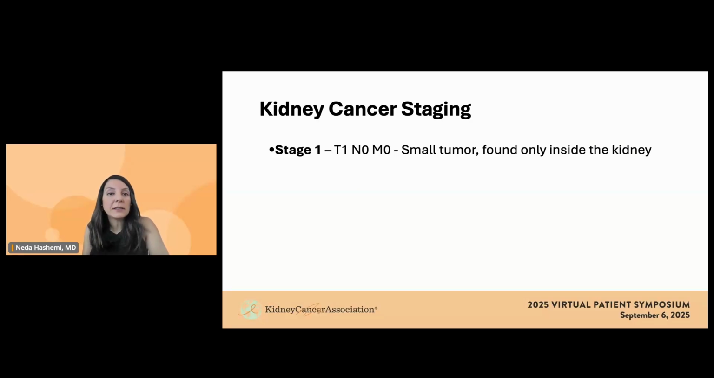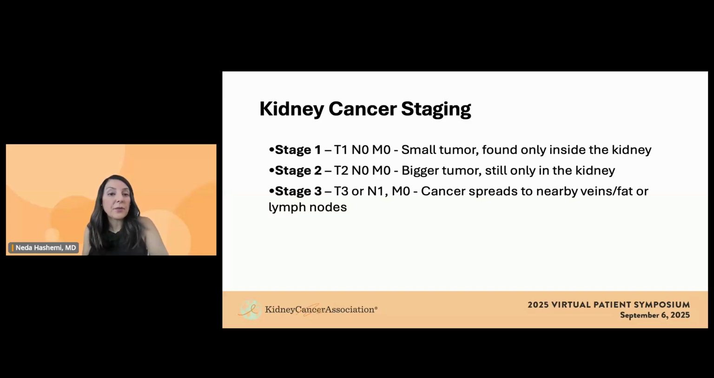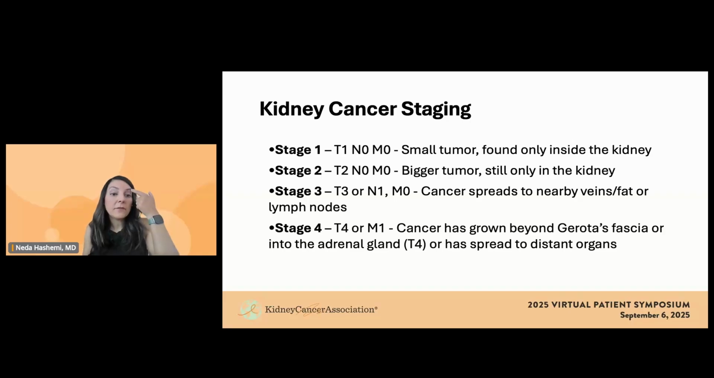So to put all these together, stage 1 is when the cancer is T1, N0, M0, meaning a small tumor less than 7 centimeters found only inside the kidney. Stage 2 is tumor 2, N0, M0. So a bigger tumor, bigger than 7 centimeters, but still only confined to the kidney. Stage 3 is T3 or N1, but should be M0, meaning that the tumor has spread to nearby veins or fats, or could have spread to the lymph nodes. And stage 4 is either a T4 disease or an M1 disease. So cancer has grown beyond Gerota's fascia or into the adrenal gland, or has even spread to distant organs.